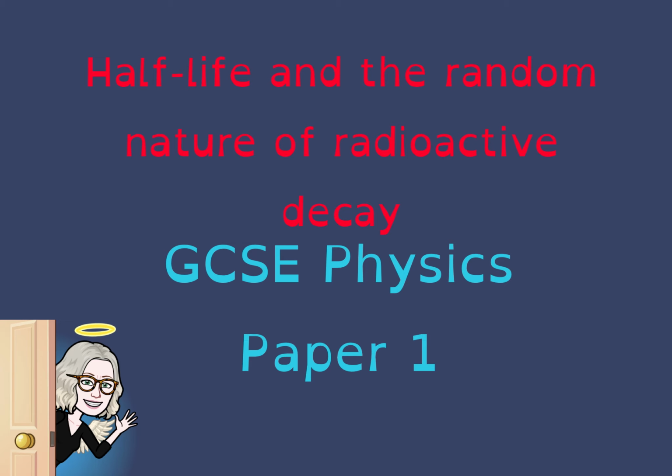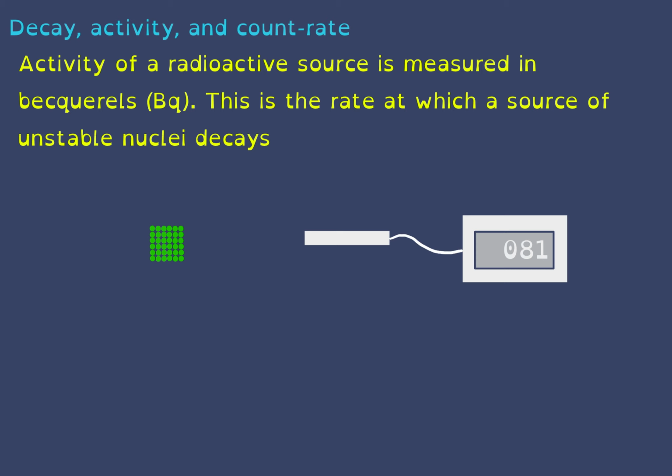Hello and welcome to this video on half-life and the random nature of radioactive decay, where we'll be looking at how to measure decay, what half-life is, and how to calculate it. The activity of a radioactive source is measured in becquerels, capital B, lowercase q. This is the rate at which a source of unstable nuclei decays.